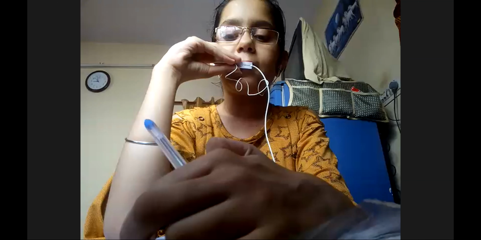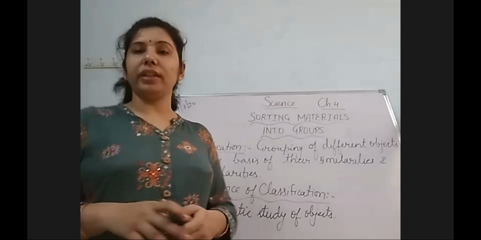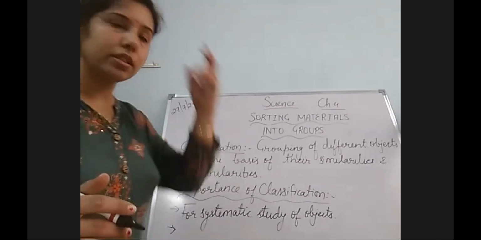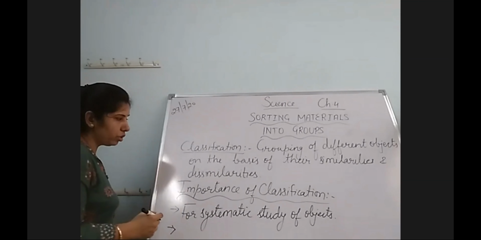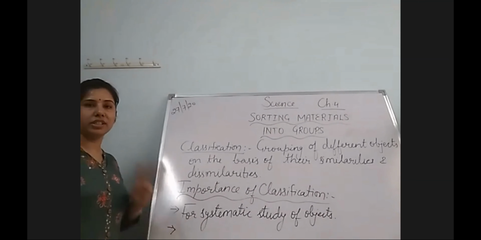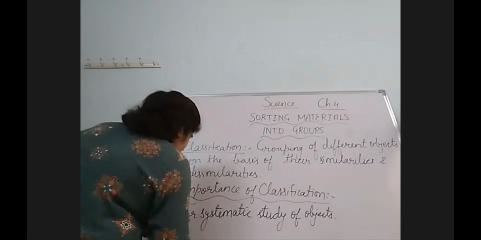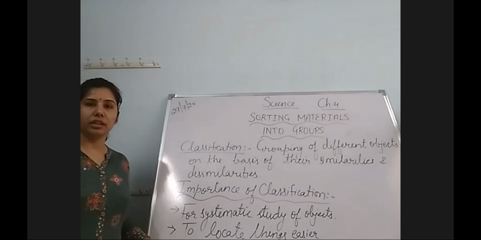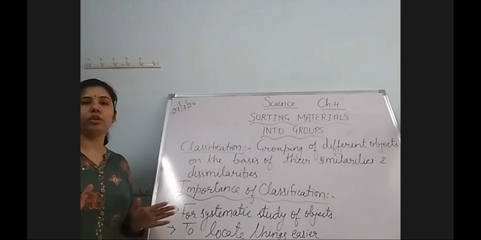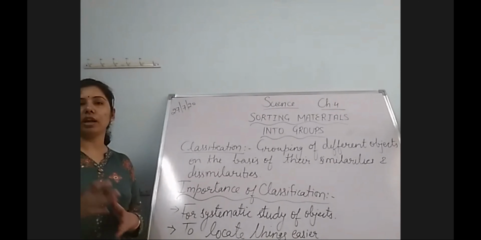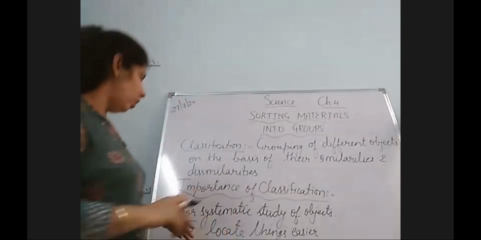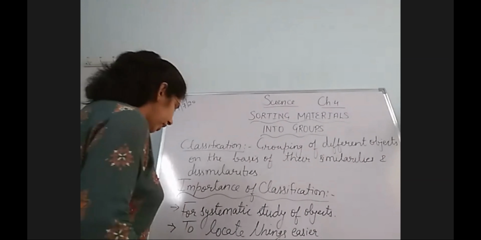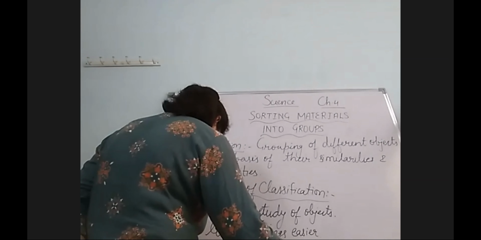Second, ma'am, we have to write that. Yes, you guys have to write. That's what I have told you. Sit with your pens and copies, everyone. All of you, start writing. Okay? For systematic studies. Secondly, it will help you to locate things on the earth. It will be easier for you guys to locate the things. Okay? You will get them conveniently, right? As I have given you the example of shoes and tracks and clothes, etc. Alright? Now, next thing is, it will help you to study the properties of objects of one category and observe them.